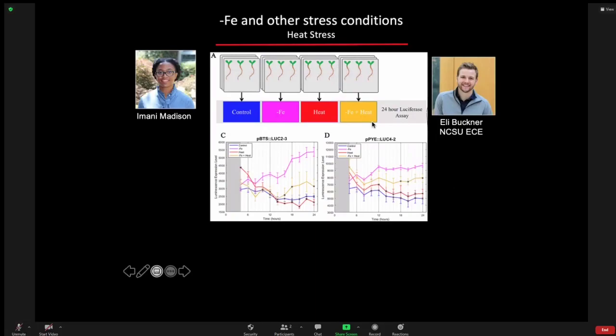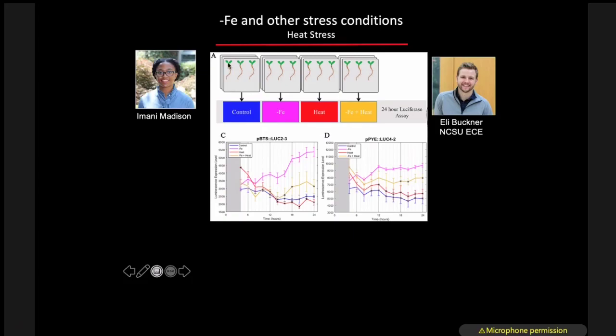Okay. And so the last little vignette I'll tell you is about some work that my current graduate student, Imani Madison, is working on. Imani was really interested in looking at the iron deficiency response and how it plays out in combination with heat stress. And we had luciferase marker lines for both Brutus and Popeye that she began to play with.